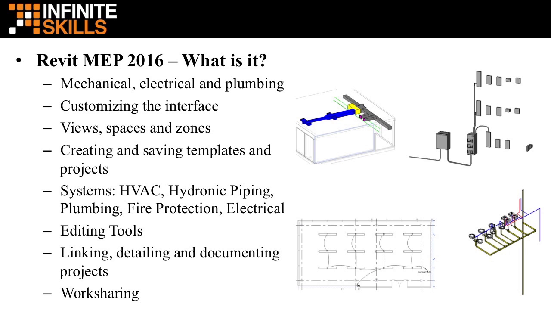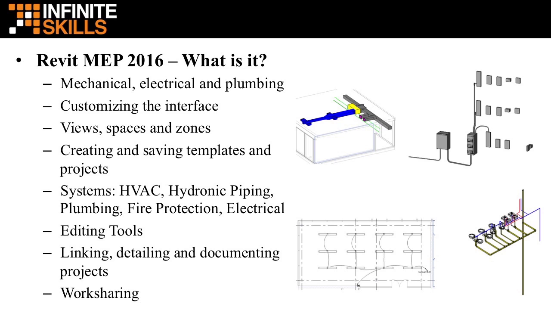We'll start out by looking at an overview of the Revit MEP interface. We'll talk about customizing that interface, creating shortcuts using our keyboard, and also looking at the working files that are included with each lesson. From there, we'll get into looking at the views, looking at the different orientations. We'll talk about project files, family files, templates.